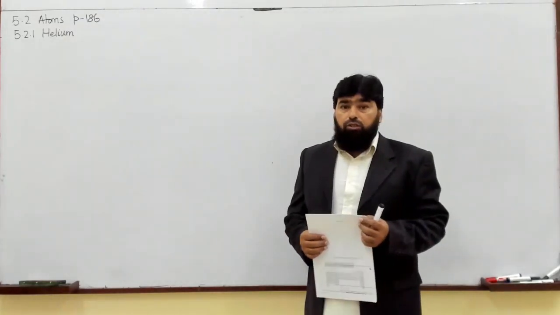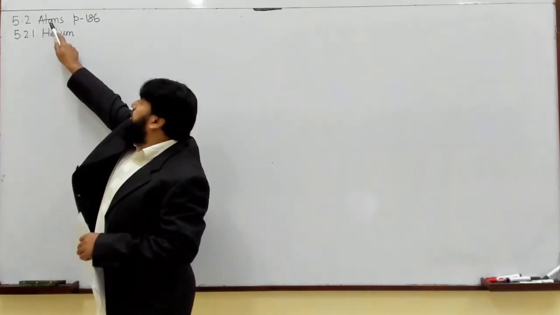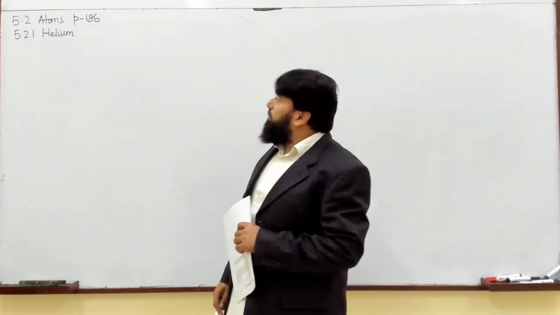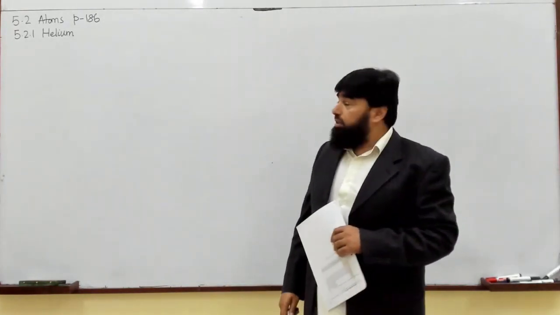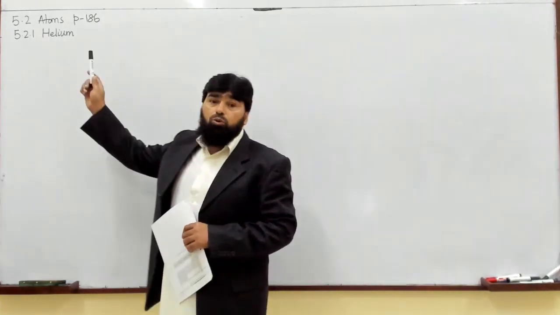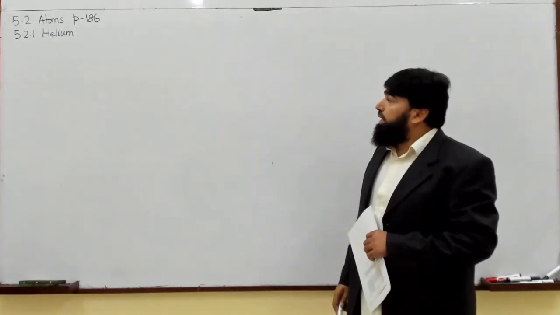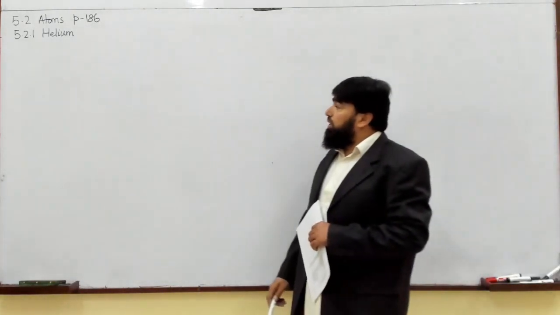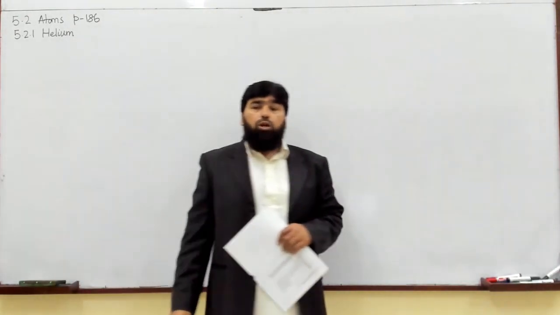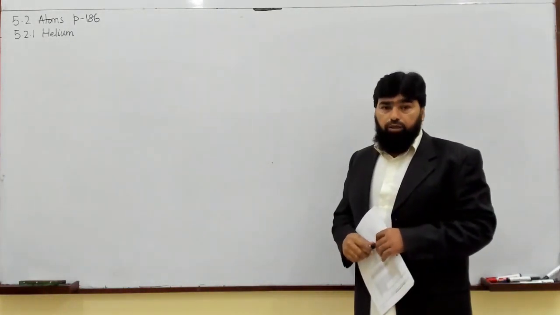We will start with section 5.2, in which we will review the hydrogen atom. It is on page 186, and then we will extend our discussion towards the hydrogenic atoms, like the atoms that are like hydrogen. And then we will calculate an approximated result for helium. We will approximate helium towards the hydrogenic atom.